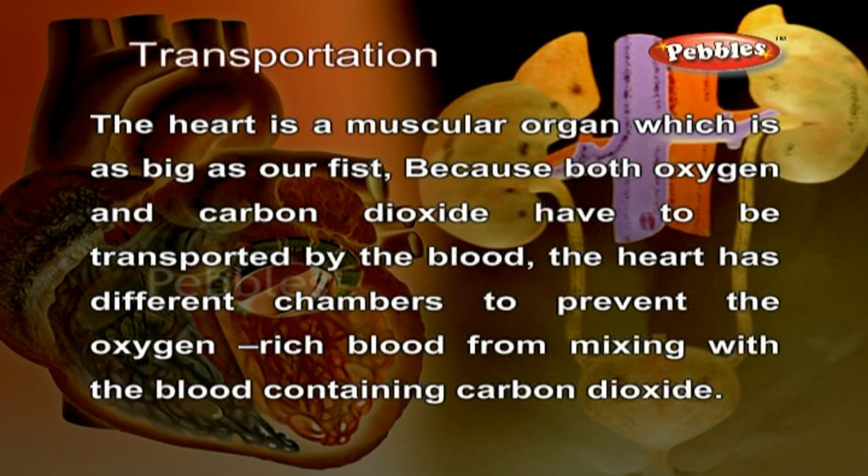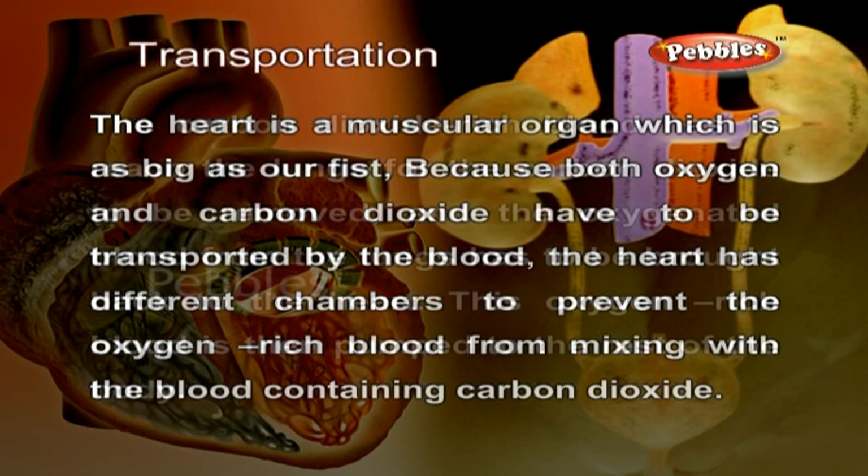The heart is a muscular organ which is as big as our fist. Because both oxygen and carbon dioxide have to be transported by the blood, the heart has different chambers to prevent the oxygen-rich blood from mixing with the blood containing carbon dioxide.